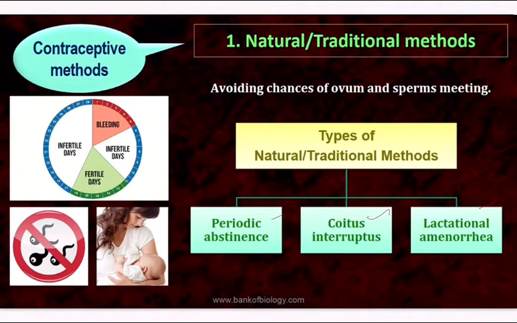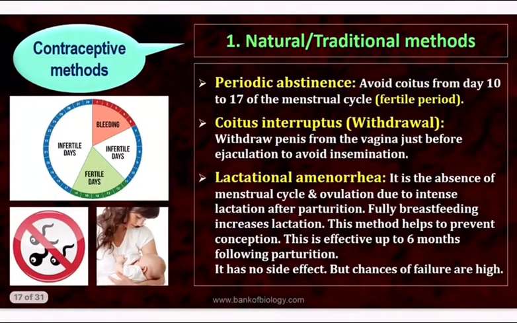That is, the first one is the safe period or rhythm period. It is also termed as periodic or temporary abstinence because it requires refraining from sexual intercourse when conception is most likely. That is, a few days before and few days after ovulation. So that should be avoided. That is periodic abstinence. Let's see. Avoid coitus from day 10 to 17 of the menstrual cycle. Why is it so? Why 10 to 17?